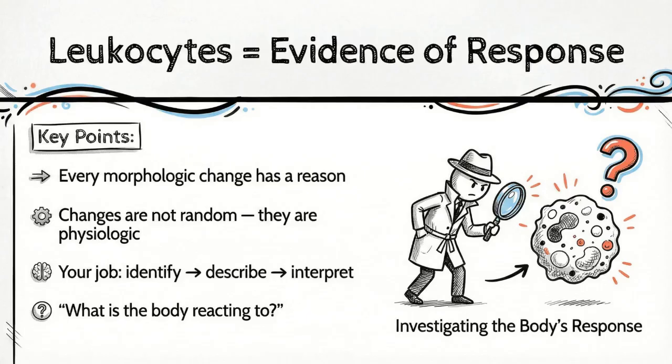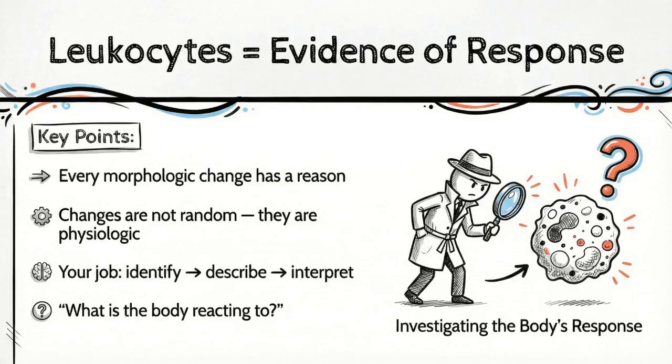This systematic approach allows you to first identify the specific alteration, such as nuclear segmentation anomalies or cytoplasmic inclusions, then accurately describe its characteristics, noting size, shape, and staining properties, and finally, interpret its clinical significance in the context of the patient's overall health. This is the difference between a technologist who just counts cells and one who actually reads the smear. Your job is to listen to what the cells are telling you.